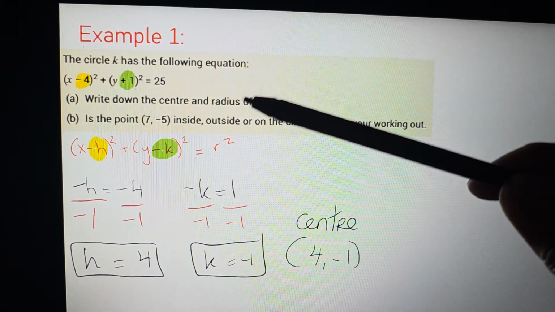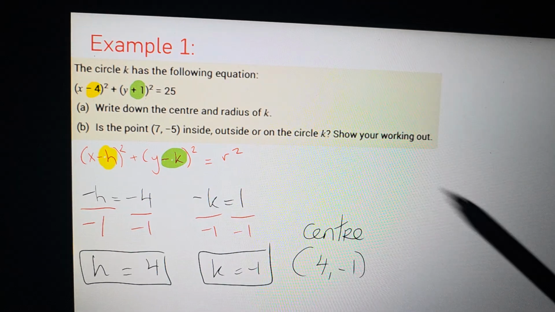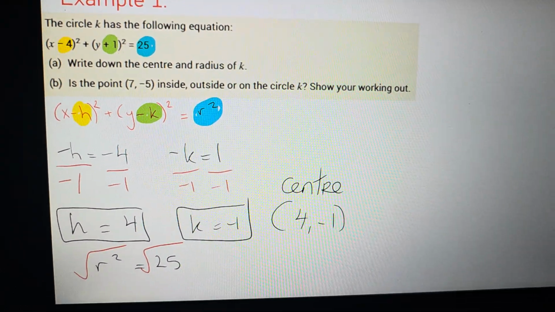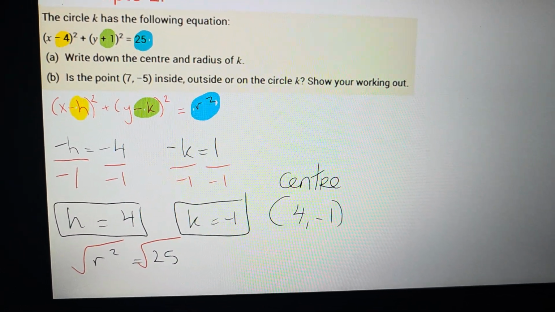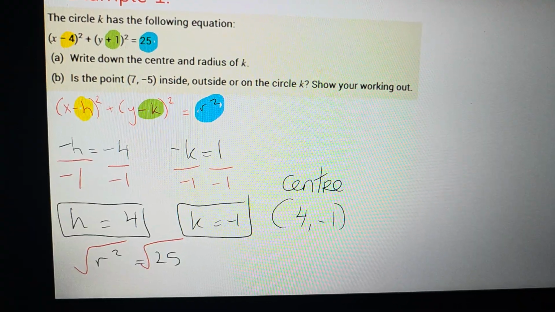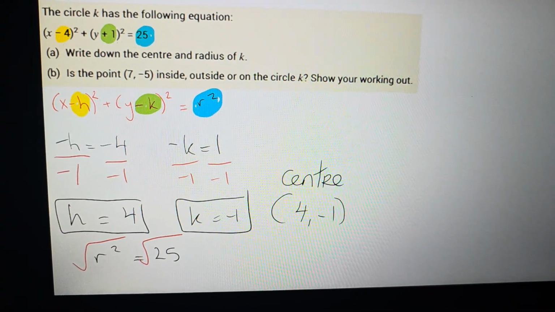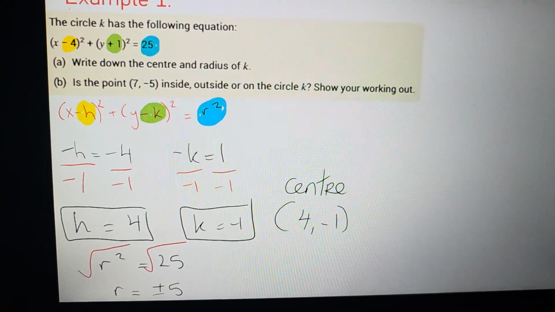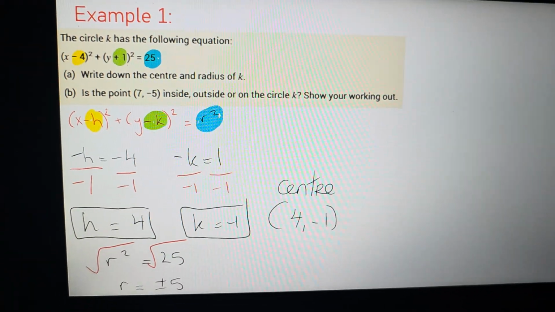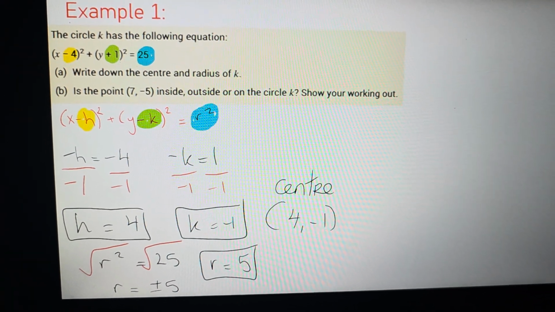They also asked me to get the radius. So r squared should equal 25. Get the square root of both sides. The square root cancels out a square, so you're then left with r equals the root of 25, which is plus or minus 5. But remember, a radius can't be negative, so you take the positive answer. So the radius is 5 units.